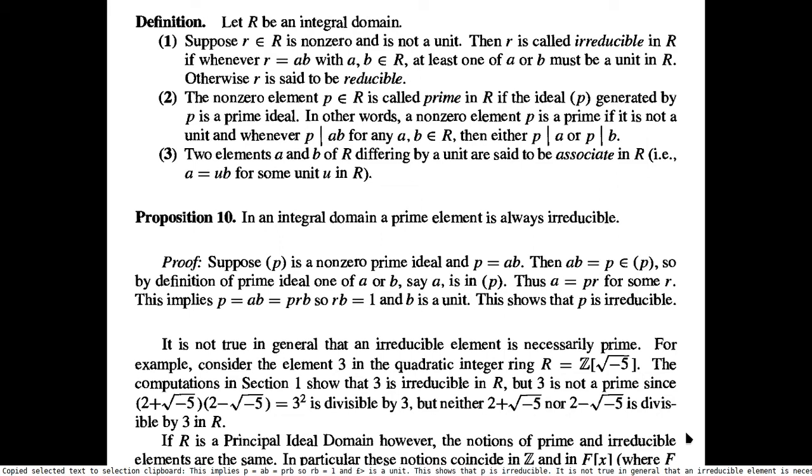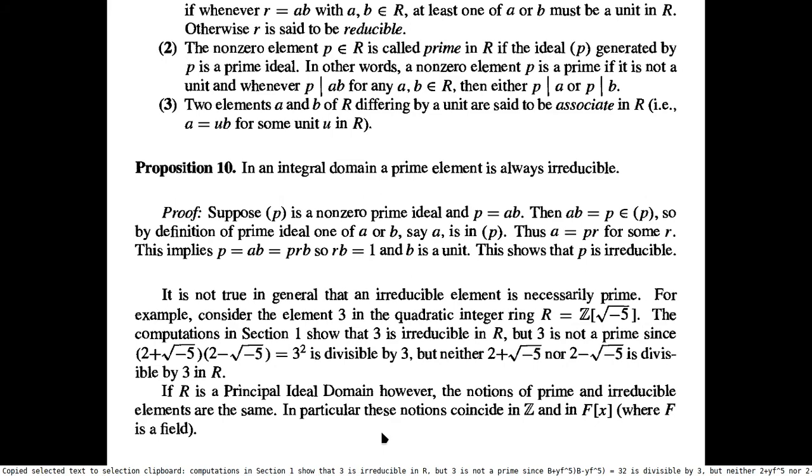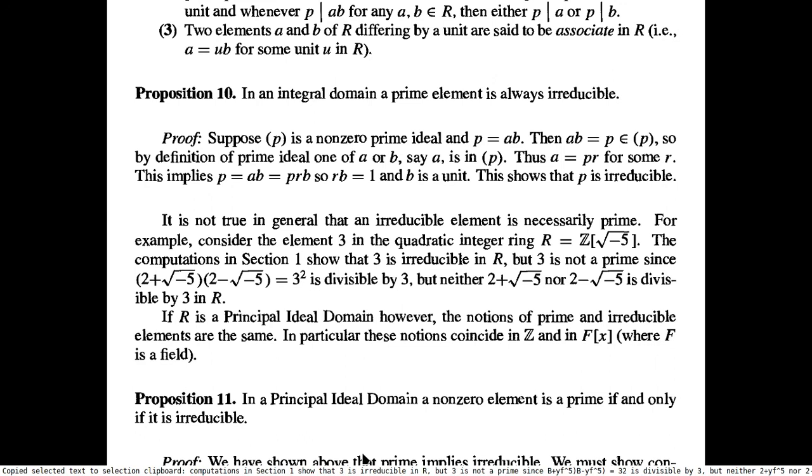But 3 is not a prime because when you do the norm, we have 2 plus √-5 and 2 minus √-5, and you multiply them, that's 3 squared, and that is divisible by 3. So that's a product of two elements that is divisible by 3, but that's not possible if it's a prime. Right, so this is kind of interesting to look at from the analogy with number theory. A prime does not divide anything else in the number.